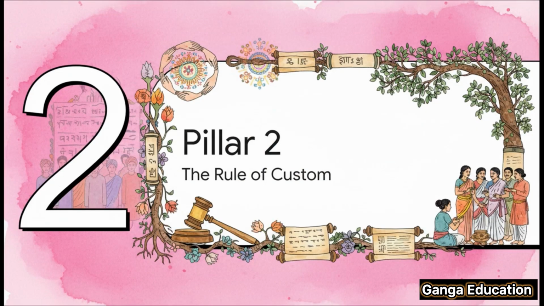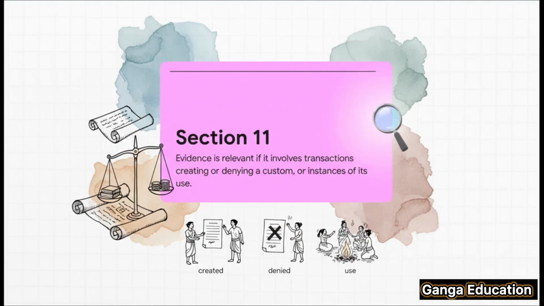Okay, let's shift gears and move over to our second pillar. Here, we zoom out from the individual's harm to the rights of a whole community. We're talking about those unwritten rules and traditions that people have been following for so long that they've basically become the law for that group. This is where Section 11 steps in. It gives the court a roadmap to answer the big question. Is this particular tradition a legally binding custom?